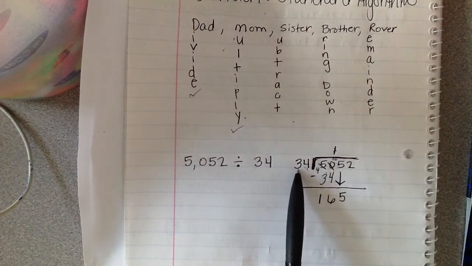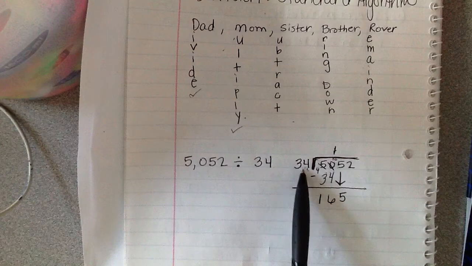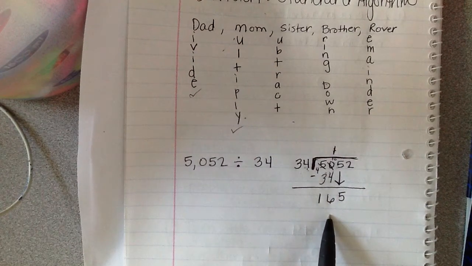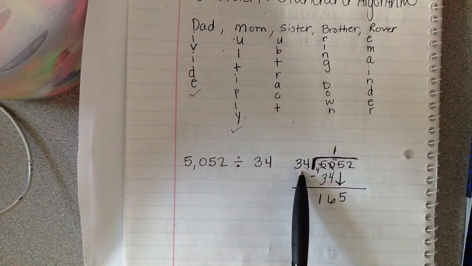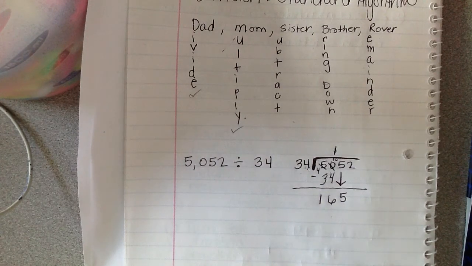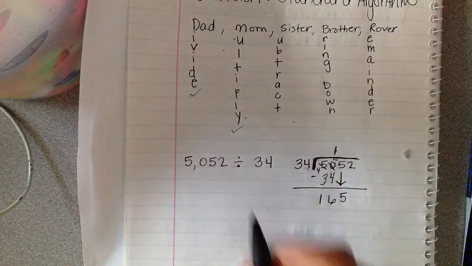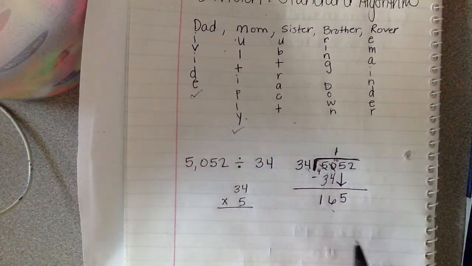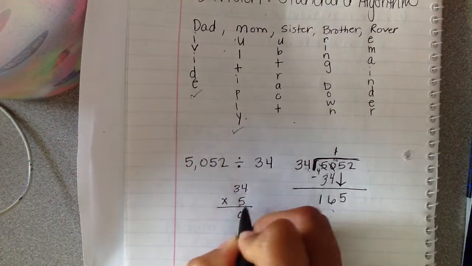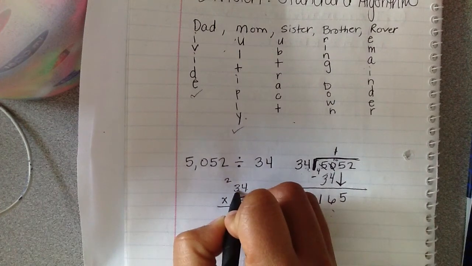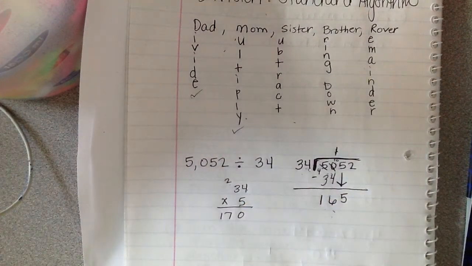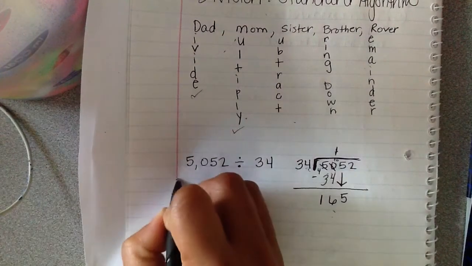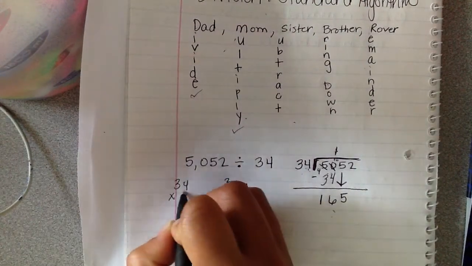Well, I have to think, what number could I multiply 34 by to get close to 165? I know that 30 is a close number to 34, and if I count by 30s, I get 30, 60, 90, 120, 150, and then 180. So I know that 150 is kind of close, so I can take 34 and multiply it by 5 to see if I get close to 165. 5 times 4 is 20. 5 times 3 is 15, plus 2 more is 17. I got 170, so that's too much. So it must mean that I need to do 34 times 4.